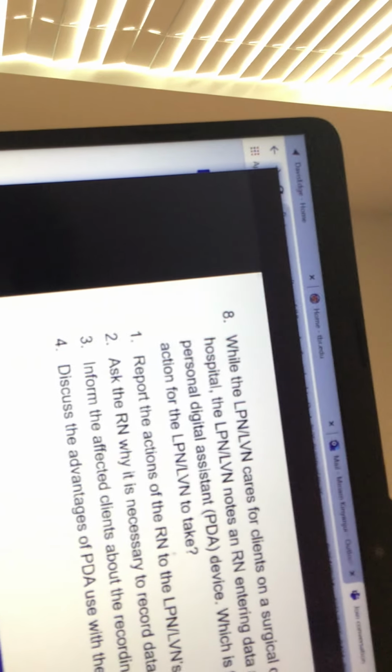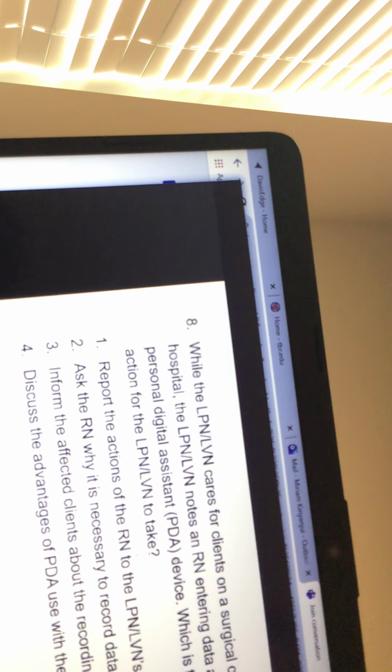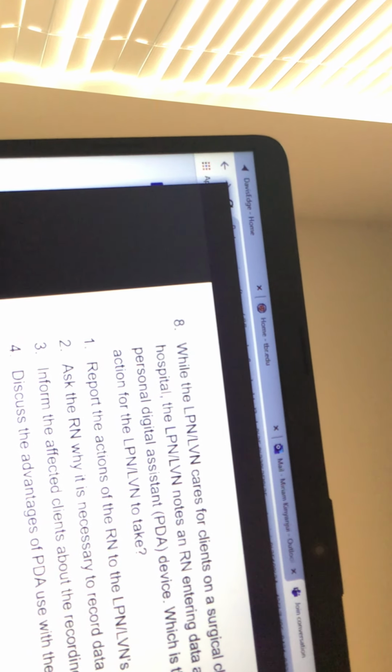All right, I always look at my G's first to see if it makes sense. Number 2, ask the RN why it is necessary to record data in the PDA. Keep it or get rid of it? Get rid of it. Why? Because you never ask why, to the RN. Don't ask why, not even to your staff. That's confrontational. Get rid of number 2. Very good. Cross it out.